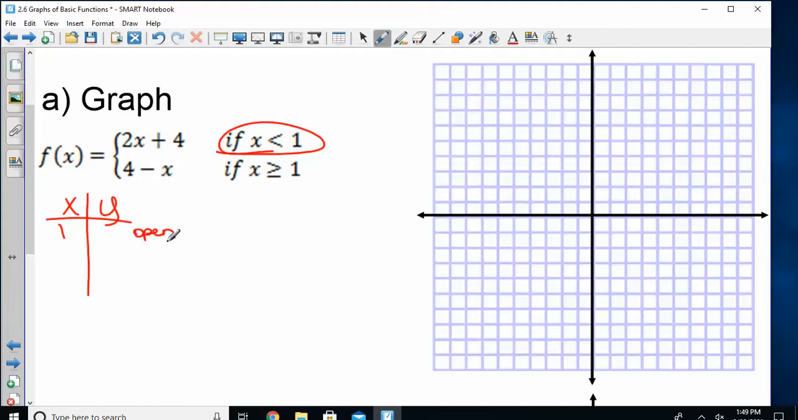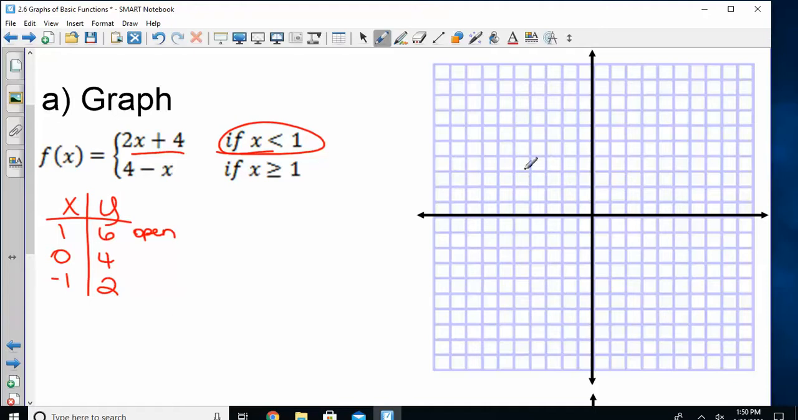And then, what other kinds of x values do I pick? Less than, so things smaller than 1. So maybe a 0 and a negative 1. And I'm going to plug those into this piece. So if I put in a 1, 2 times 1 is 2, plus 4 is 6. If I put in a 0, 2 times 0 is 0, plus 4 is 4. If I put in negative 1, 2 times negative 1 would be negative 2, plus 4 is 2.